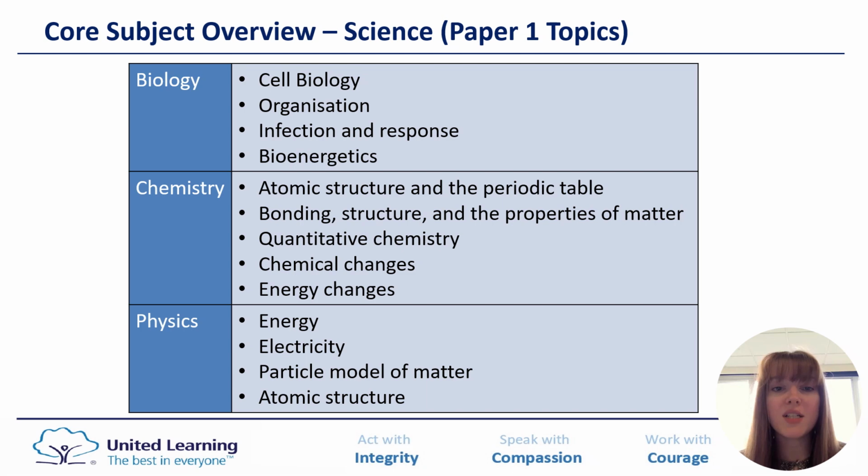So these were learnt originally in Year 9, so we've got biology: cell biology, organisation, infection and response and bioenergetics; chemistry: atomic structure and the periodic table, bonding, structure and the properties of matter, quantitative chemistry, chemical changes and energy changes. Then for physics: energy, electricity, particle model of matter and atomic structure.